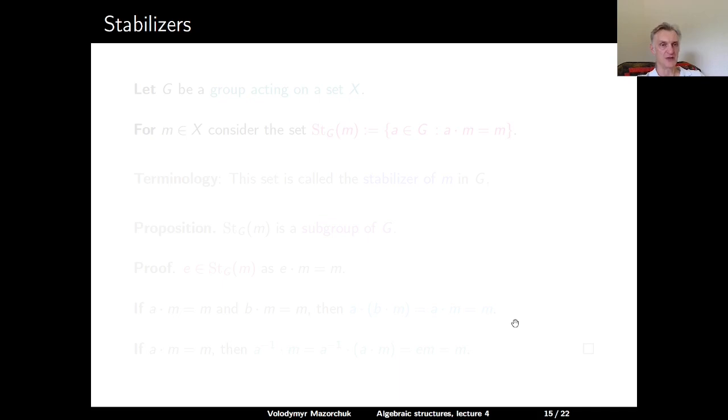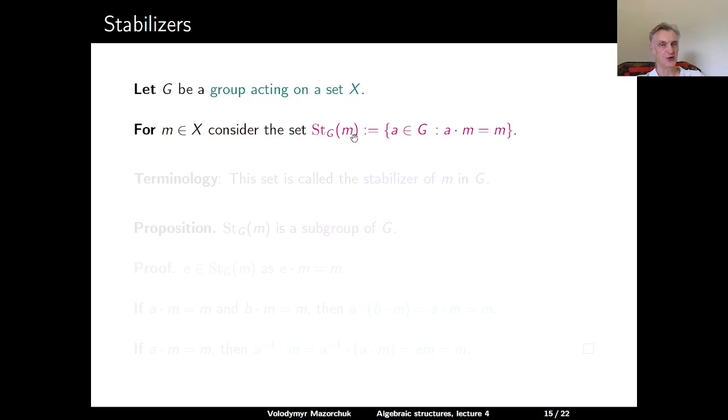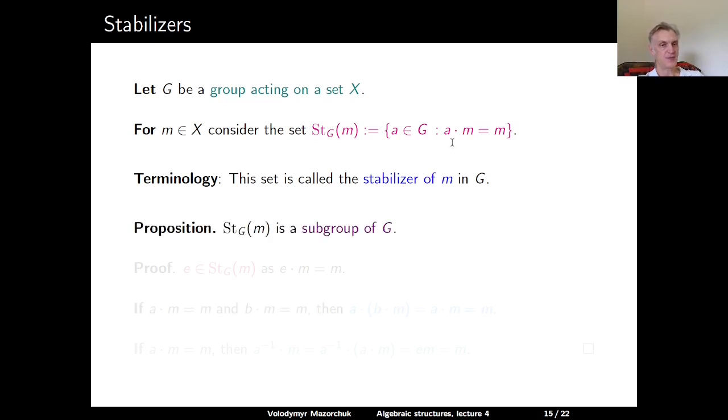Now let us talk about stabilizers. Let G be a group acting on a set X. For an element m in X, consider the set St_G(m), which consists of all elements a in G such that a applied to m gives us m. So this set is called the stabilizer of m in G. It consists of all elements of G which stabilize the element m. Proposition: the stabilizer is a subgroup of G.